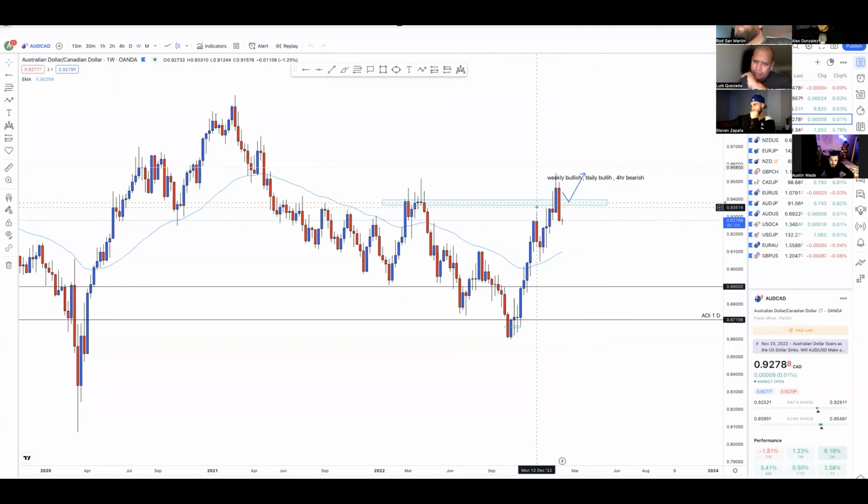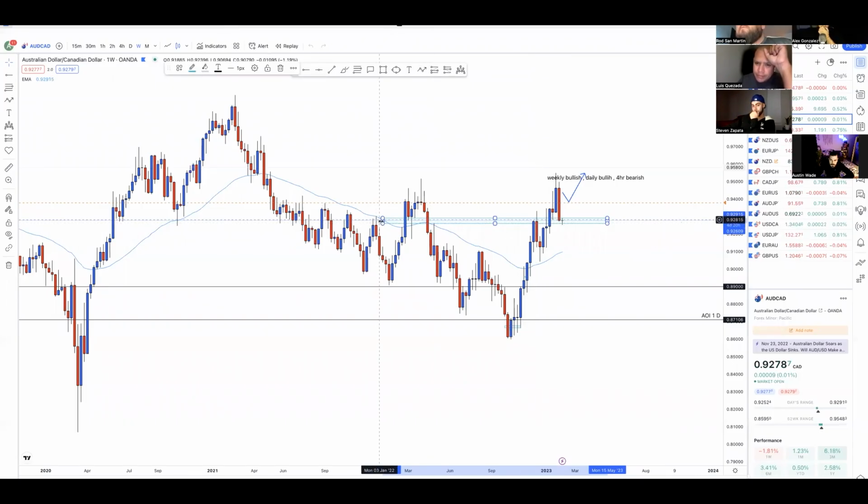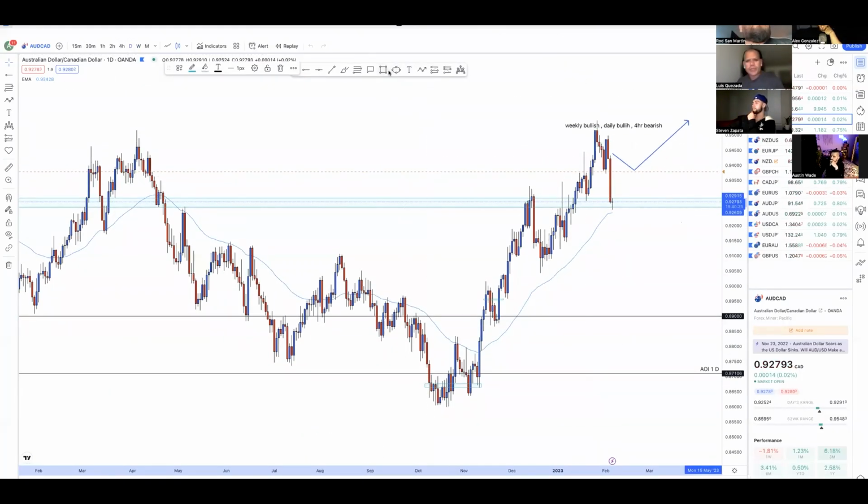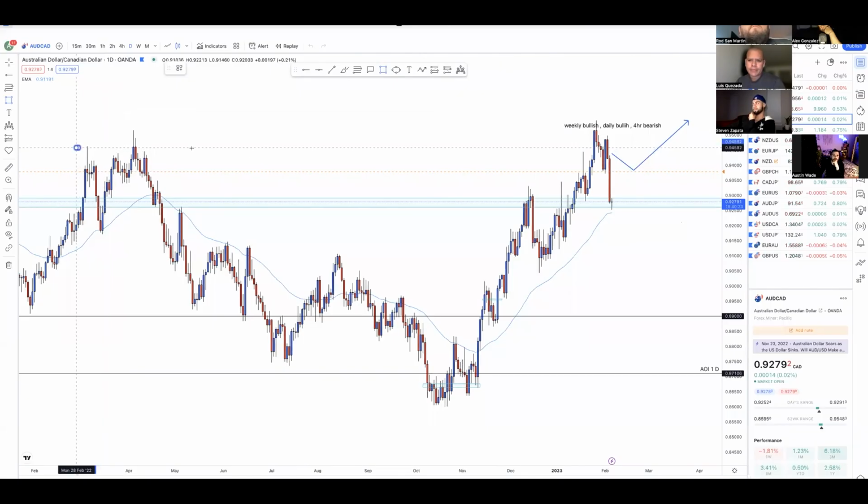So we can be looking for longs now at this point right here. Because if you notice, we are definitely bullish on the weekly time frame. We have a level of support, resistance, support. Just looking solid. The daily time frame though has gone bearish, so that's not something to be excited about.